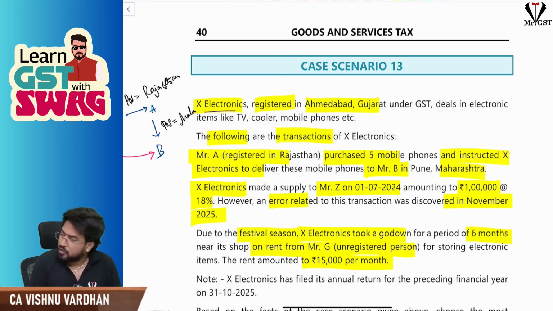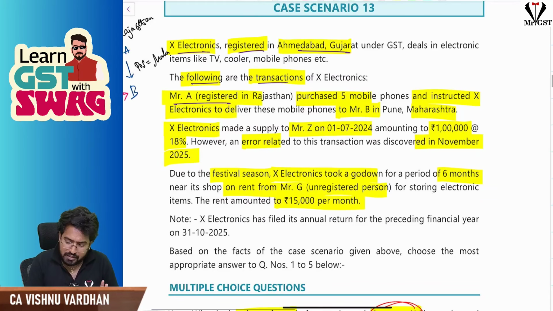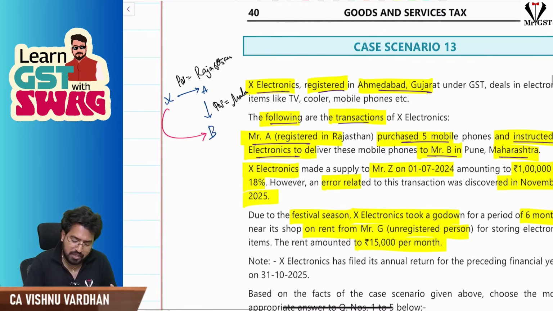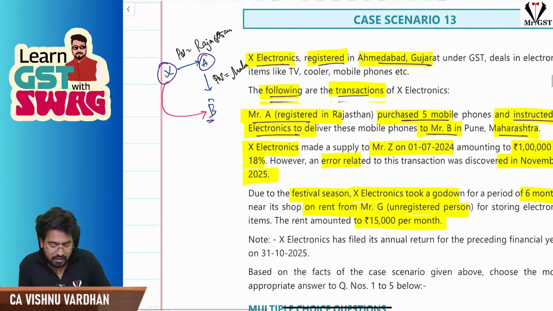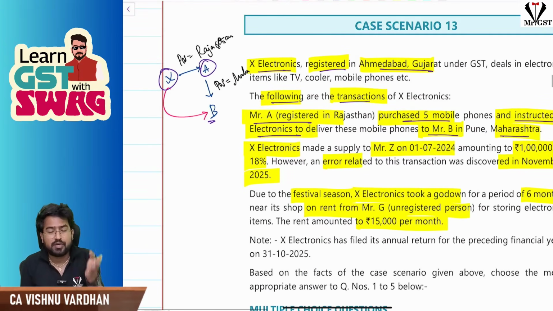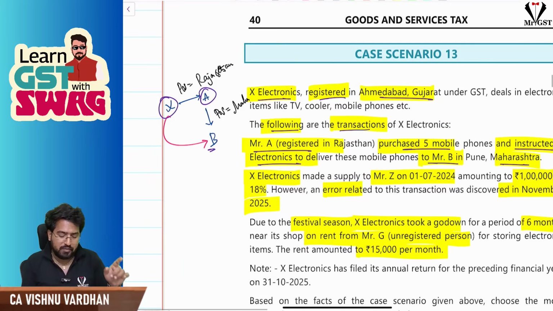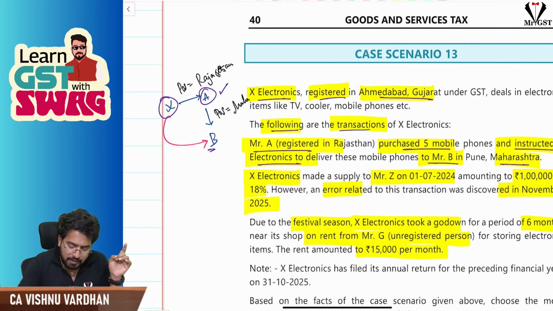Coming to the point here. X Electronics, if you see, is registered in Ahmedabad, Gujarat, selling various electronic items. They have undertaken the following transactions. To Mr. A in Rajasthan, he has sold 5 mobile phones, and A has instructed X to deliver this to Mr. B in Pune, Maharashtra. If you see, this is a bill to ship to model, where X is selling to A and A is selling to B. But this is a bill to ship to model where X is billing to A but shipping to B.